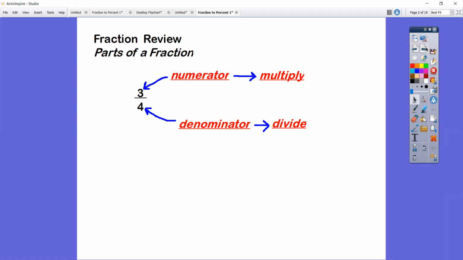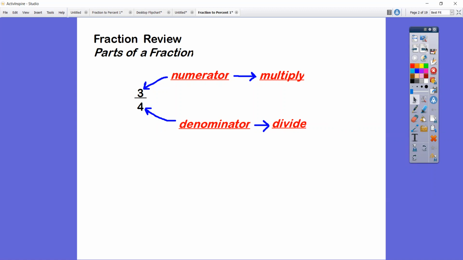The top number in a fraction is called the numerator. The bottom number is called the denominator. When finding a fraction of a number, we multiply by the numerator and we divide by the denominator. I'll say that again. When finding a fraction of a number, if I wanted to know 3/4 of a quantity, I would multiply by the numerator and divide by the denominator.